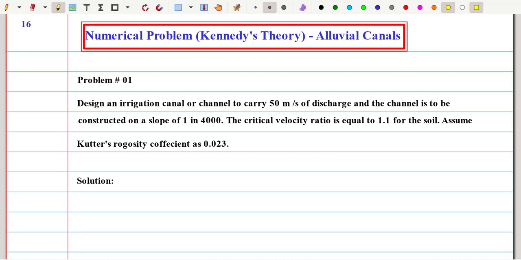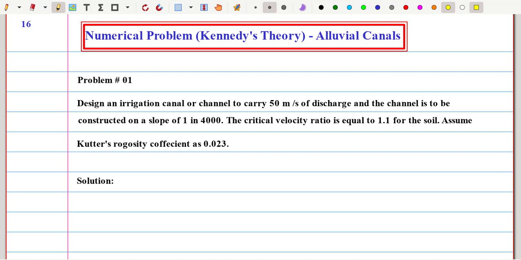And the second thing given to us is bed slope, which is represented with S, right? And bed slope is given to us, which is 1 in 4000, or which means 1 divided by 4000, or you can say it 1 ratio 4000. Okay, you can write it in three ways. And as we know that slope is unitless, right?